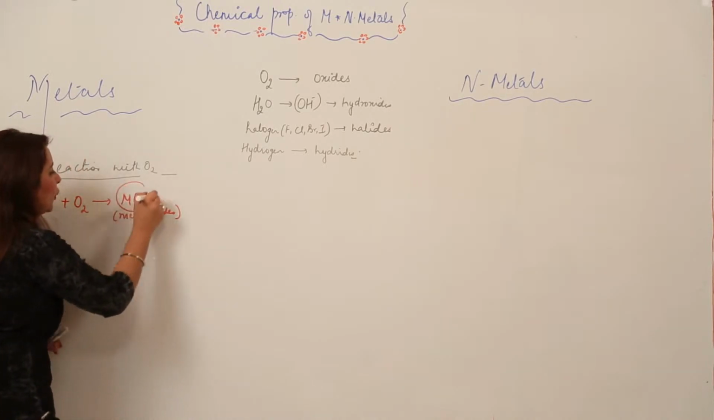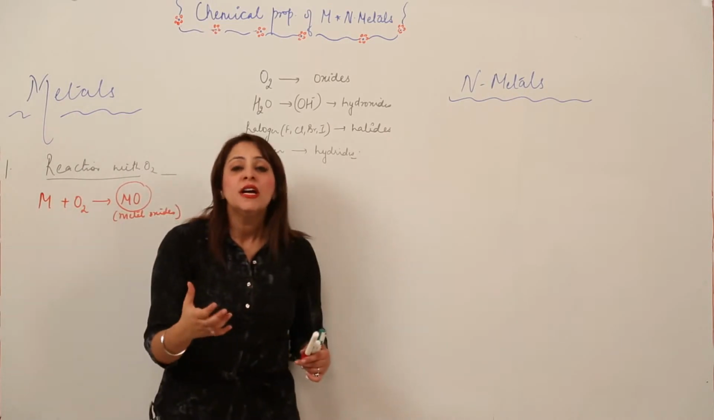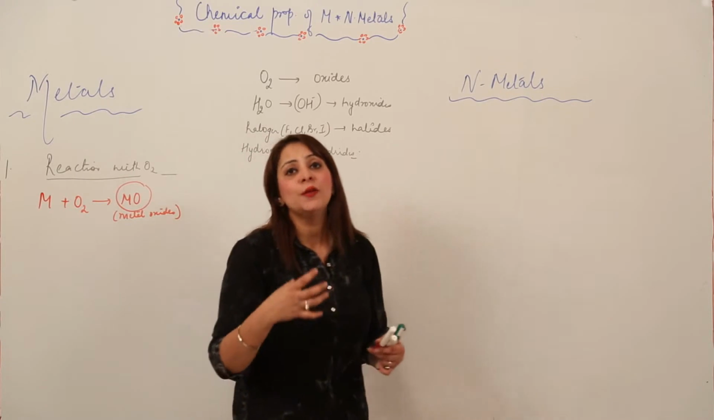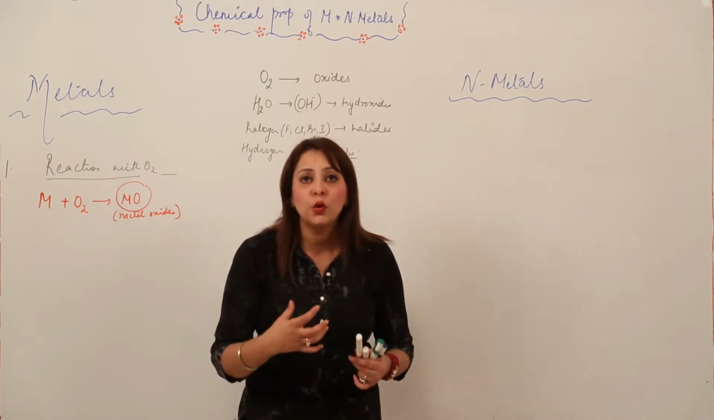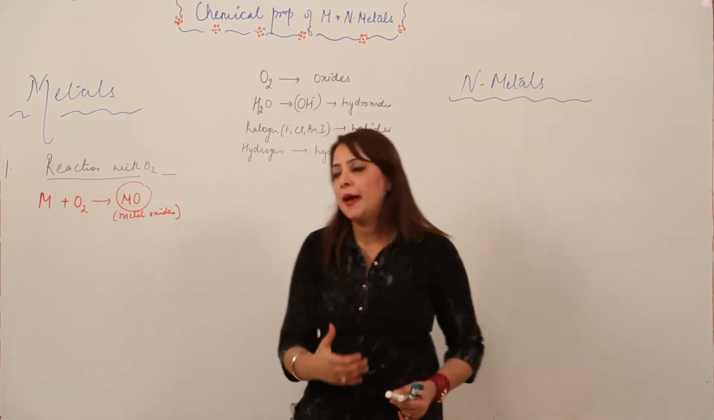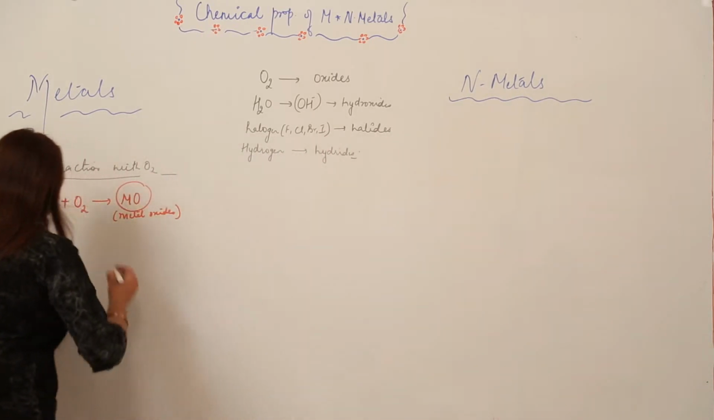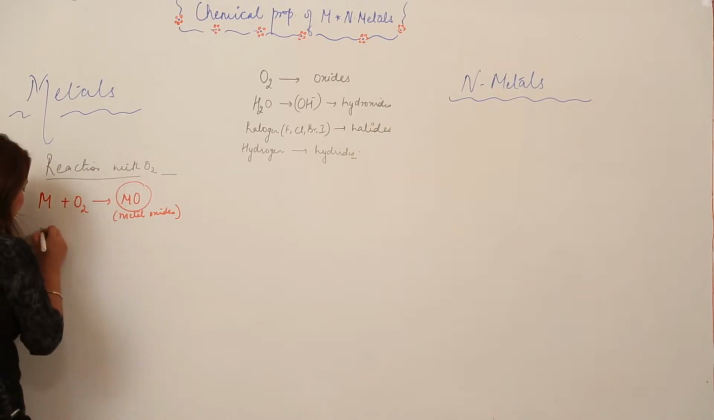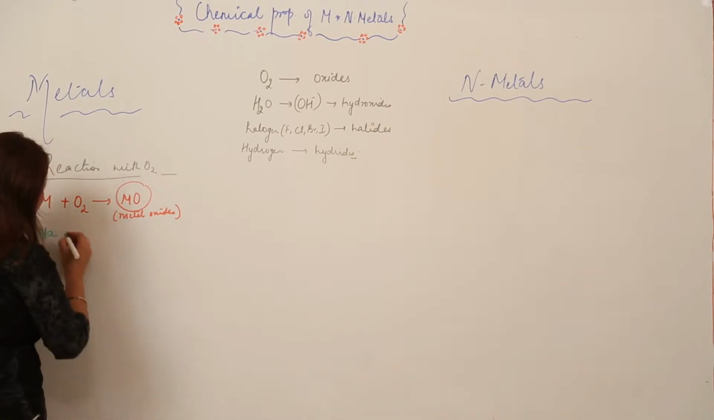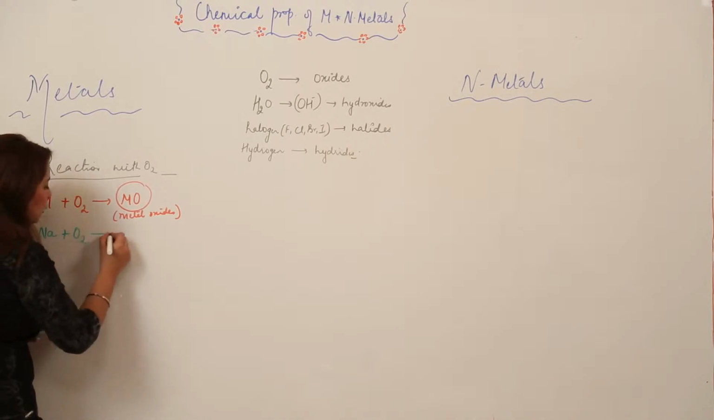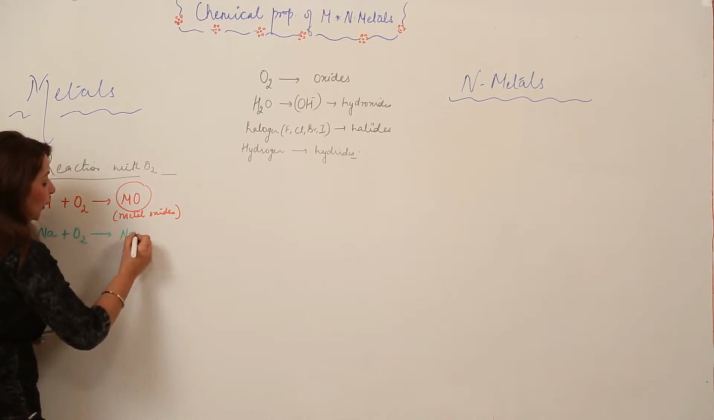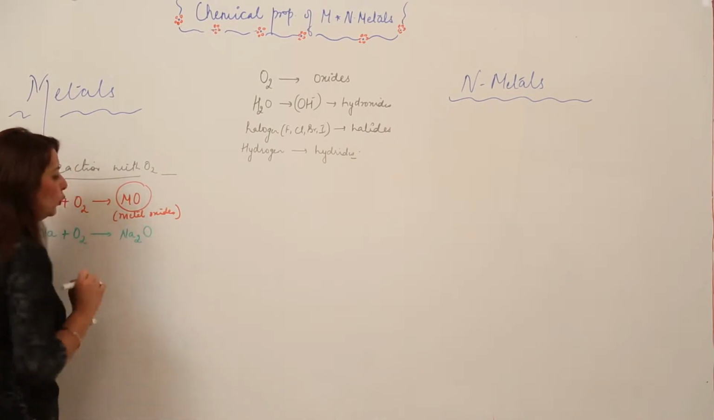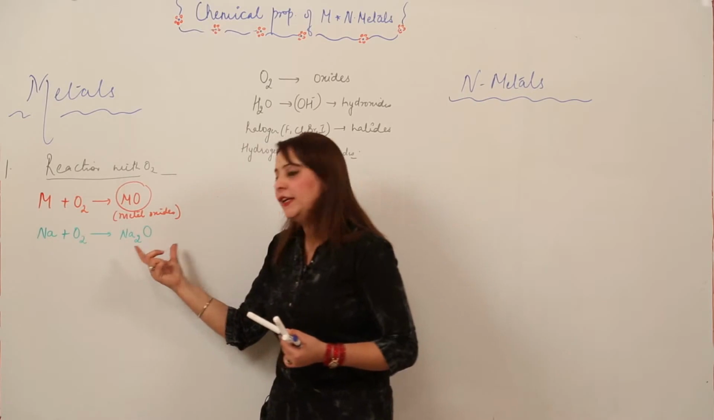The formula for this metal oxide can be MO, it can be M2O3, it can be M2O, depending upon which metal we are using and what is the valency of that metal. For example, suppose I have the sodium metal, which is denoted by Na, you know that. If I react it with oxygen, it will lead to the formation of sodium oxide with the formula Na2O, right?